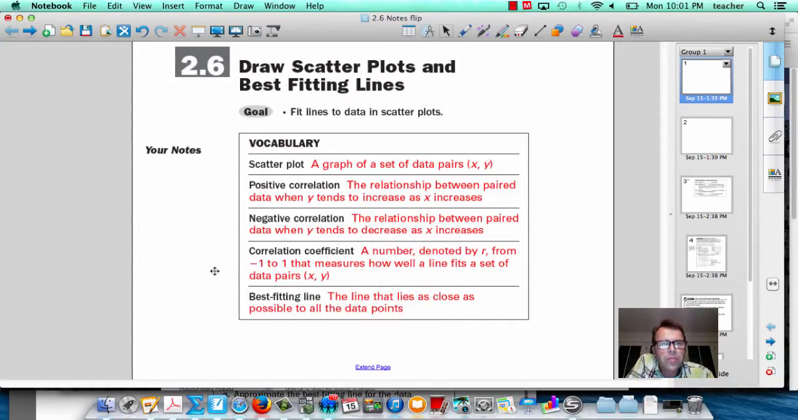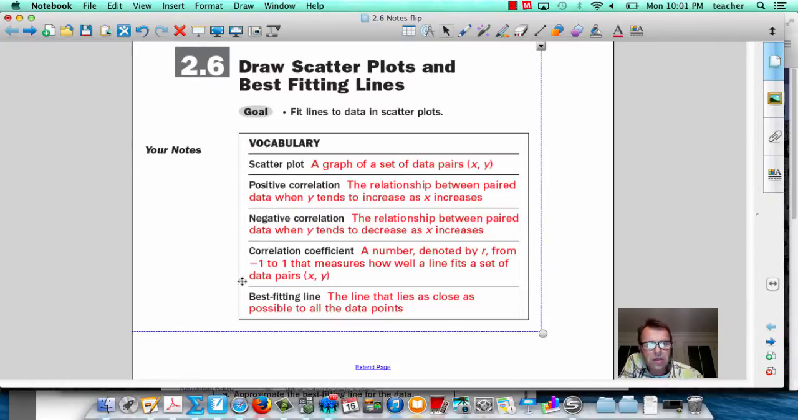Okay, here we go. So this is section 2.6, titled Draw Scatter Plots and Best Fitting Lines. So our goal here is to fit lines to data in scatter plots. Scatter plot definition. The first definition we see here is a graph of a set of data pairs, x comma y.